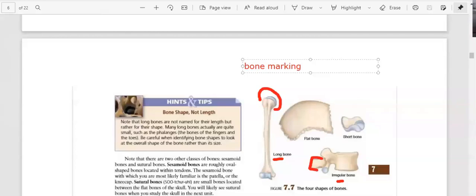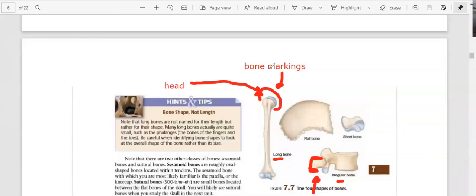So, for example, in this long bone, one bone marking that you're going to have is this round area that you have right there at the top. When you have something round like that, you're going to call that a head. So this is going to be a head. Now, something that sticks out of a bone, like in this bone, is going to be called a process. So we can say that this is a process right there.